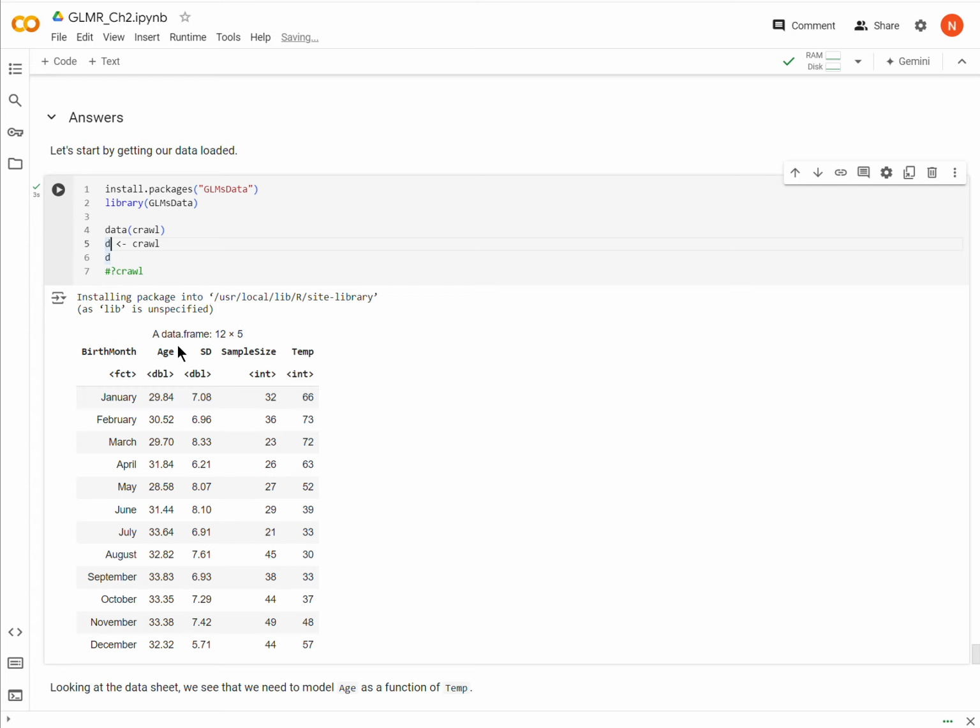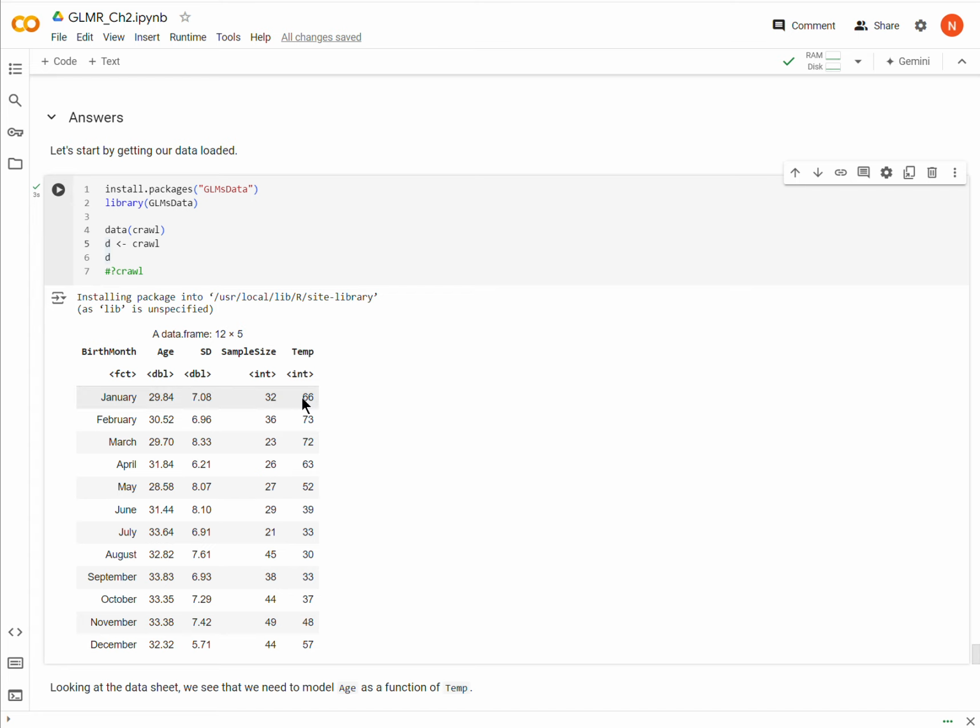And then each month might have some number of babies that were born then, right? So here's sample size. There were 32 babies born in January, 27 born in May, etc. And the age is when they first started crawling, and it's the average of the 32 or the 36 or however many. I think it's in weeks here. There's also a standard deviation of when they started to crawl.